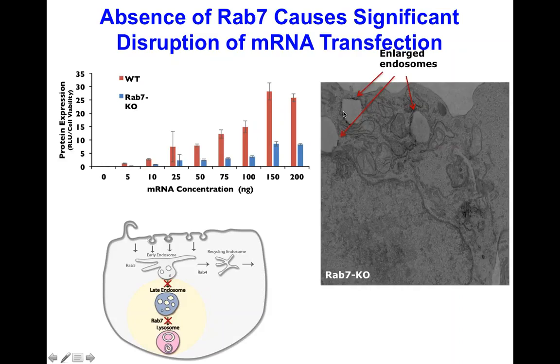And if you look at the electron microscopy of RAB7 knockouts, what we see is these enlarged endosomes. And what I think is more of an early endosome because it's unilamellar, and the lysosomes are not forming in this case. So perhaps the formation of a lysosome is essential for some sort of delivery of mRNA.